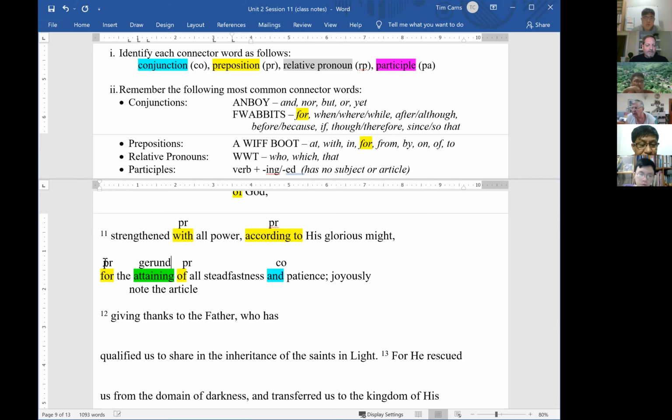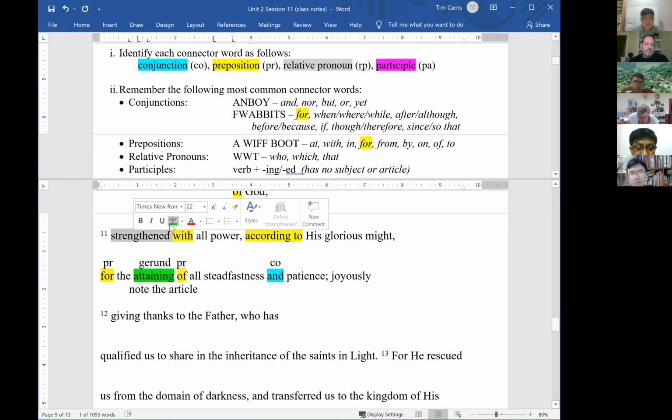You don't have to know that right now, but just to make you aware. The key is that word the in front. That tells us that an article only modifies a noun. That's why we know attaining here is acting like a noun, because there's an article. It's not acting like a participle that will modify another word. Okay? Good job.